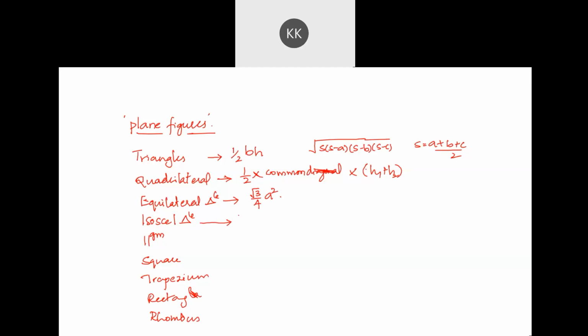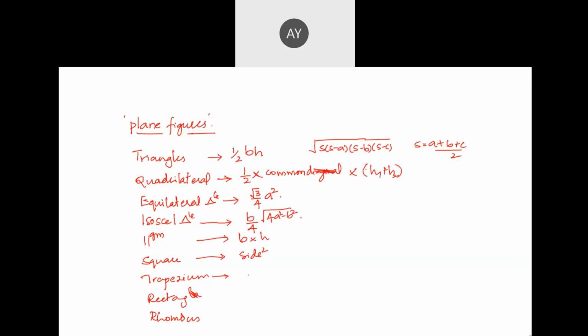What is area of isosceles triangle? b by 4 times root of 4 a square minus b square. This is the formula. For a parallelogram, it's base into height. For a square, it is side into side, side square.